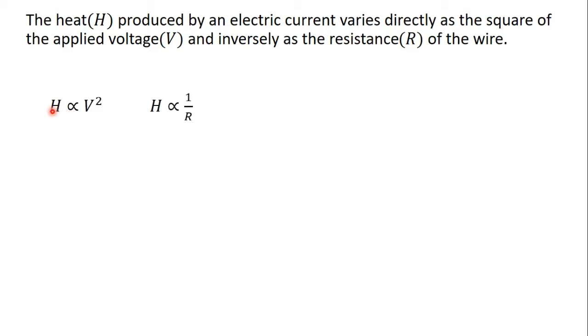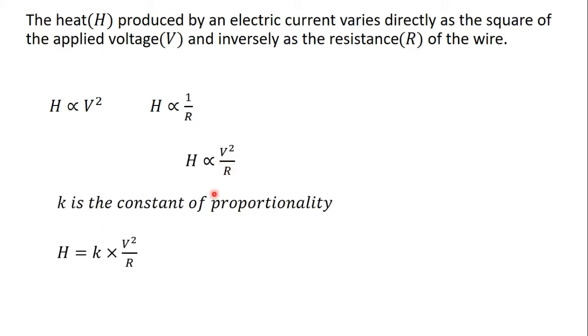So for the first part, H varies directly as the square of V. So H is directly proportional to V squared. And for the second part, H varies inversely as R. So H is proportional to 1 divided by R. Since this is a joint variation, we are going to combine these two variations. So we will have H is proportional to V squared divided by R. And if we introduce the constant of proportionality, which in this case we are going to call K, H is equal to K times V squared divided by R.